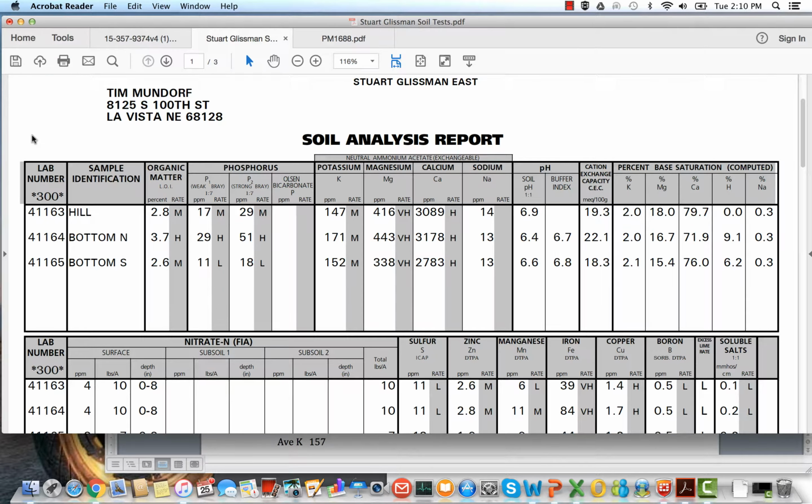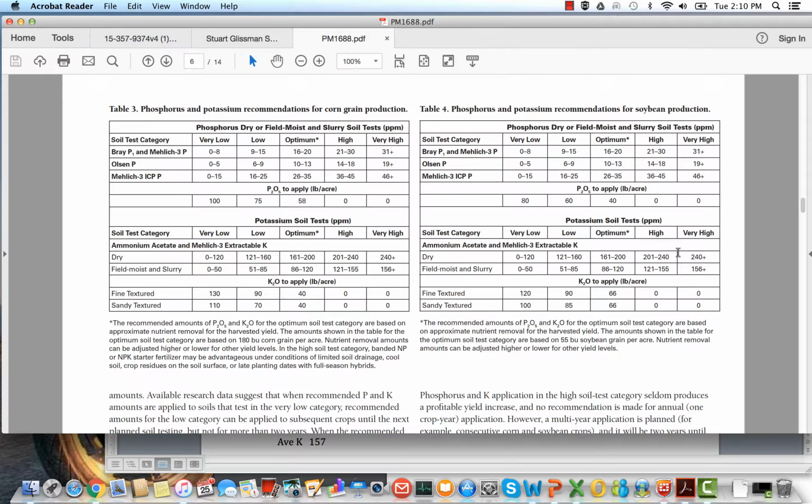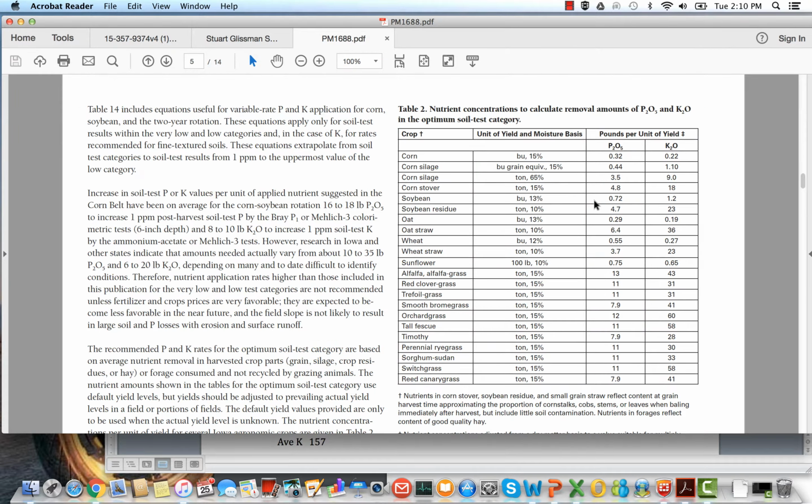For 225 bushel corn, we're going to use Iowa State's PM 1688. Let's get that front page there so you can see it. General Guide for Crop Nutrient and Limestone Recommendations in Iowa, and that's where this farm is located. So that's why we're going to use Iowa State's recs here.